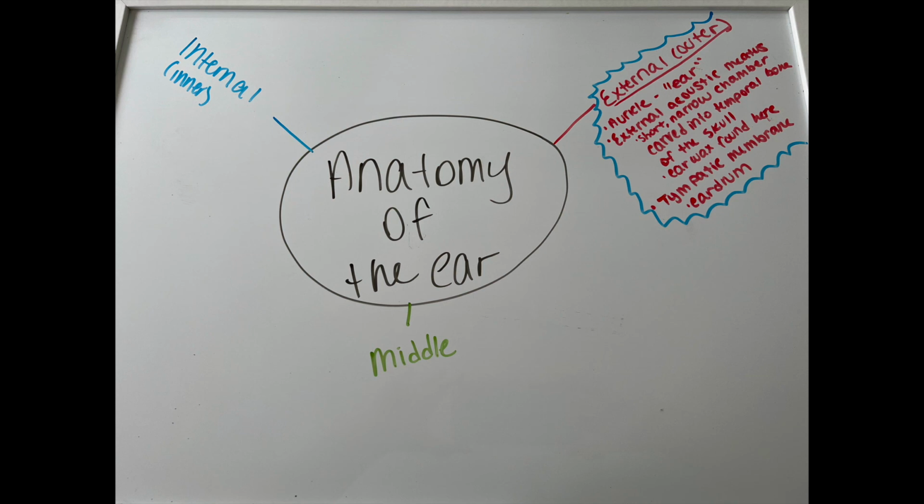The external acoustic meatus is a short, narrow chamber carved into the temporal bone of the skull. In its skin-lined walls are the glands that produce earwax, which provides a sticky trap for foreign bodies and repels insects. The tympanic membrane. Sound waves entering the auditory canal eventually hit the tympanic membrane, or eardrum, and cause it to vibrate. The canal ends at the eardrum, which separates the external from the middle ear.